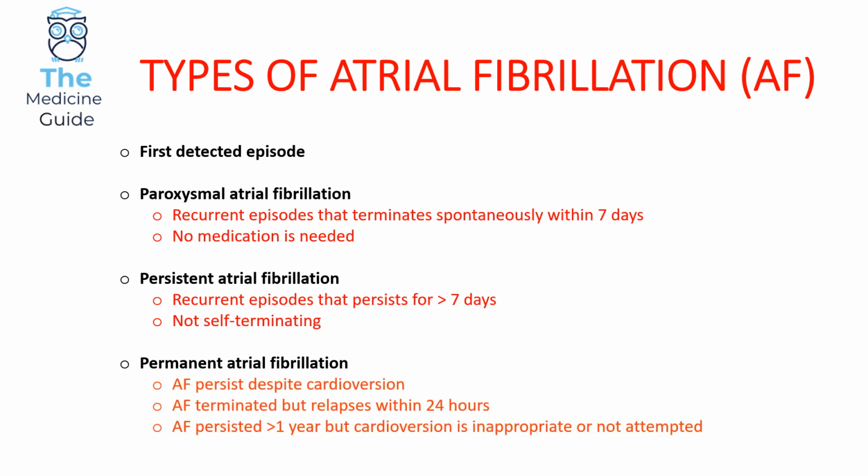And finally, permanent atrial fibrillation is when patients have atrial fibrillation despite receiving cardioversion. It might be a situation where the atrial fibrillation has been terminated but then relapsed within 24 hours, or atrial fibrillation that persisted for more than a year, but cardioversion is inappropriate or not attempted. So in this situation, it might be where the patient and the cardiologist have accepted that the patient will remain in permanent AF, so no medical management is offered.